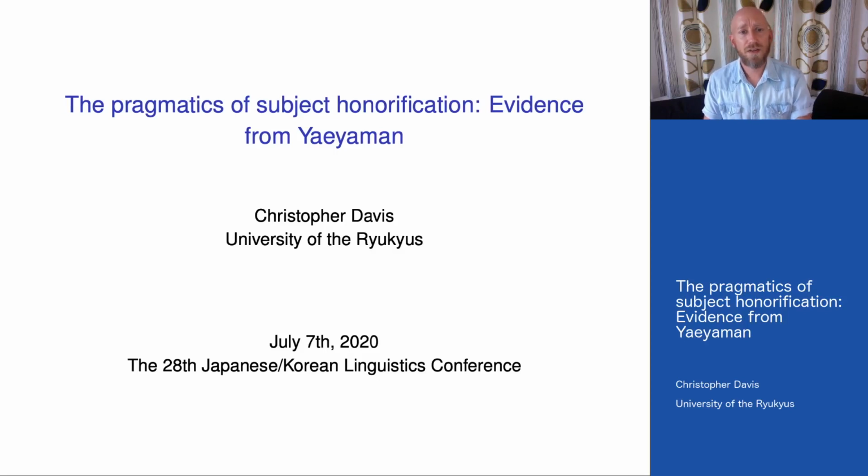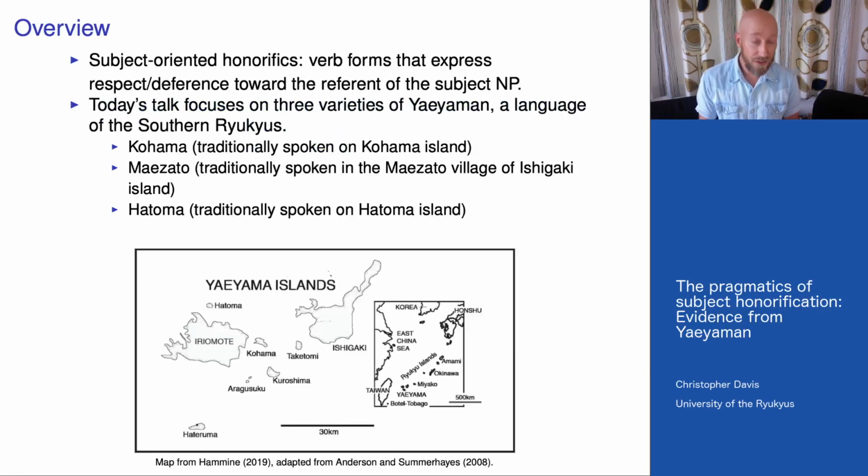Today's talk is going to look at the pragmatics of subject honorification, focusing on evidence from Yaeyaman. For the purposes of this talk, subject-oriented honorifics means verb forms that express respect or deference toward the referent of the subject in P, and these are found in Korean and Japanese, as well as in Ryukyuan.